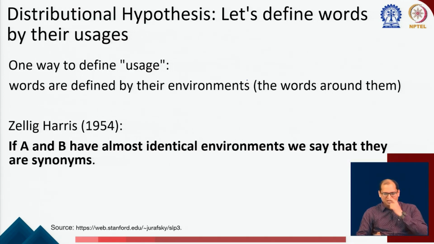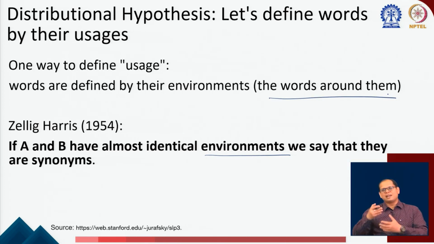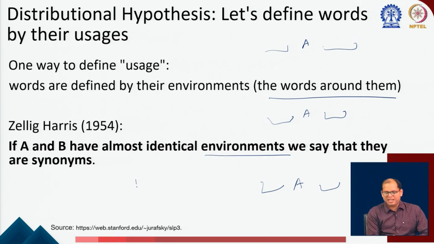For example, Zellig Harris says, if A and B, two words, have almost identical environments, we see that they are synonyms. So what do I mean by environment? That is the words around them. If you look at a lot of data and see what words typically come with these words, in different patterns and different occurrences, the word A may have occurred multiple times in the corpus. What are the surrounding words of A? Similarly, you would have the word B coming in the corpus. What are the surrounding words of B?